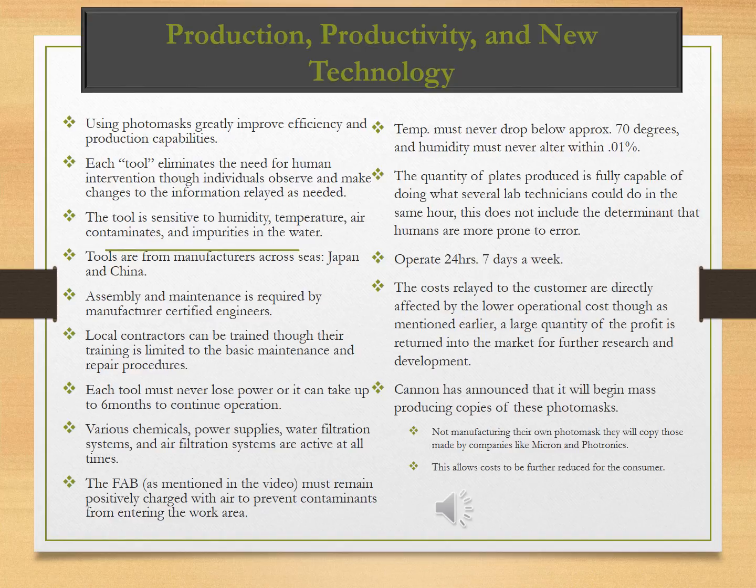The fab, as mentioned in the video, must remain positively charged with air to prevent contaminants from entering the work area. The temperature must never drop below approximately 70 degrees, and humidity must never alter within 0.01%. The quantity of plates produced is fully capable of doing what several lab technicians could do in the same hour. This does not include the determinant that humans are more prone to error.